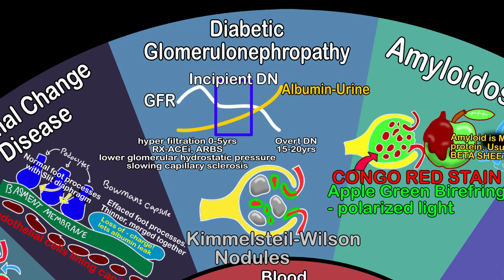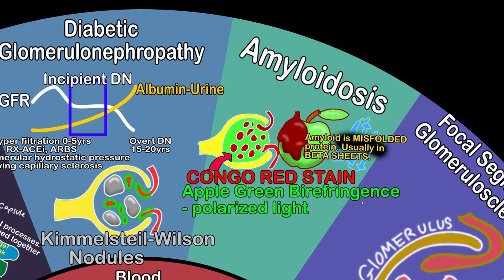Diabetic glomerulonephropathy is a complication of diabetes. Shocker. Some points we see here are the GFR changes from hyperfiltration in the early years, then reducing over the years as it progresses. Another finding is Kimmelstiel-Wilson nodules.